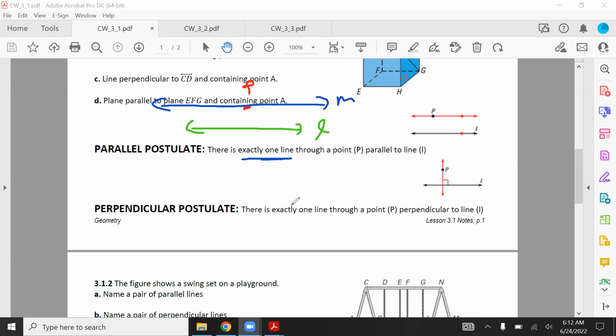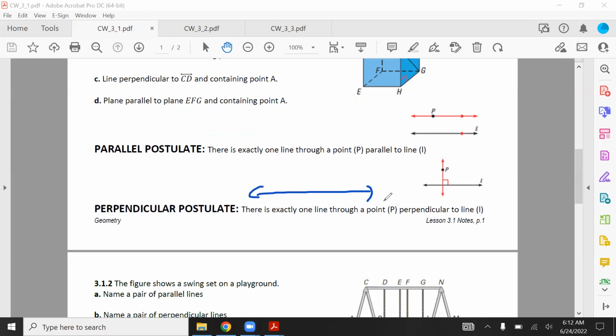Perpendicular. Same thing. If you have a random line, called line L, a random point called P, and you want to draw a line through P so that it's perpendicular to L, it's only going to happen once. That's it. No other way. So that's what we got there.